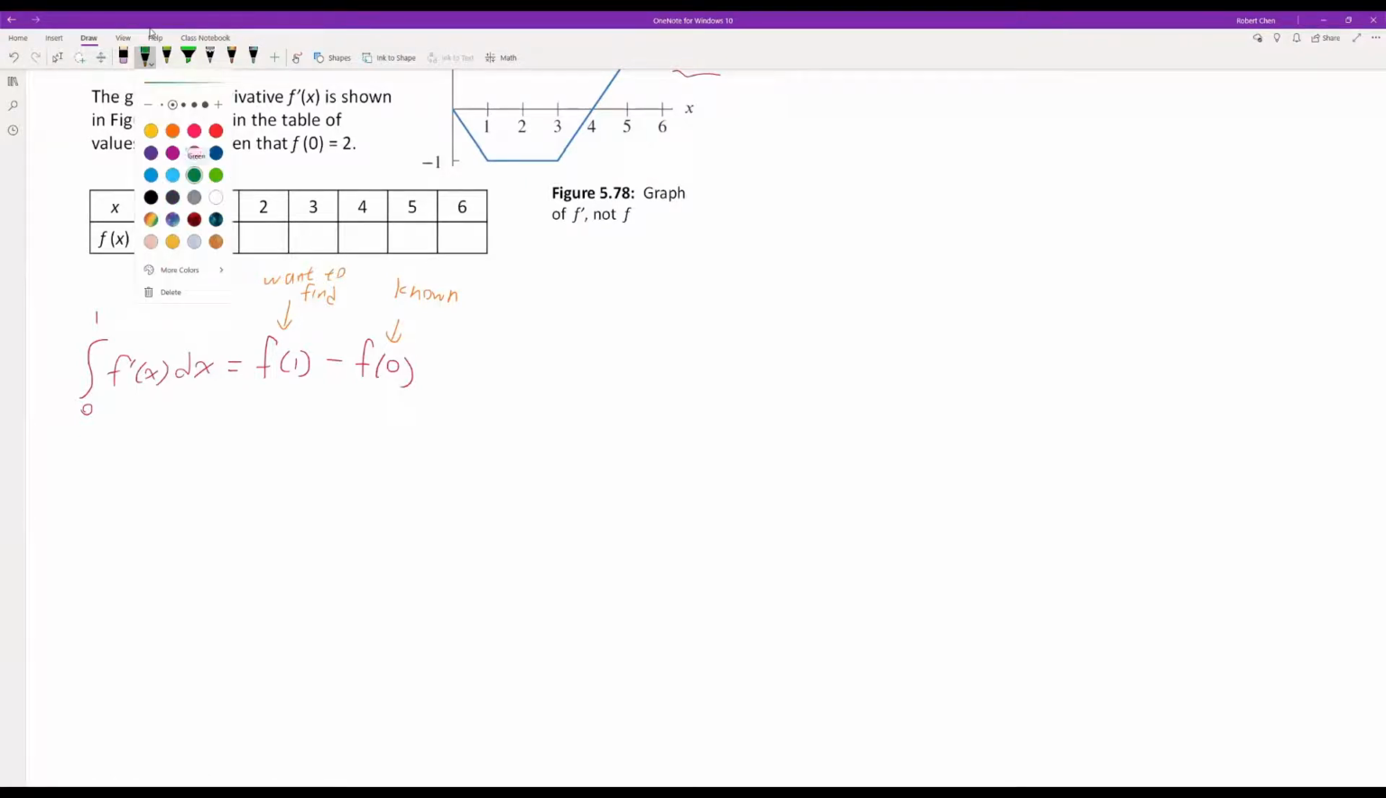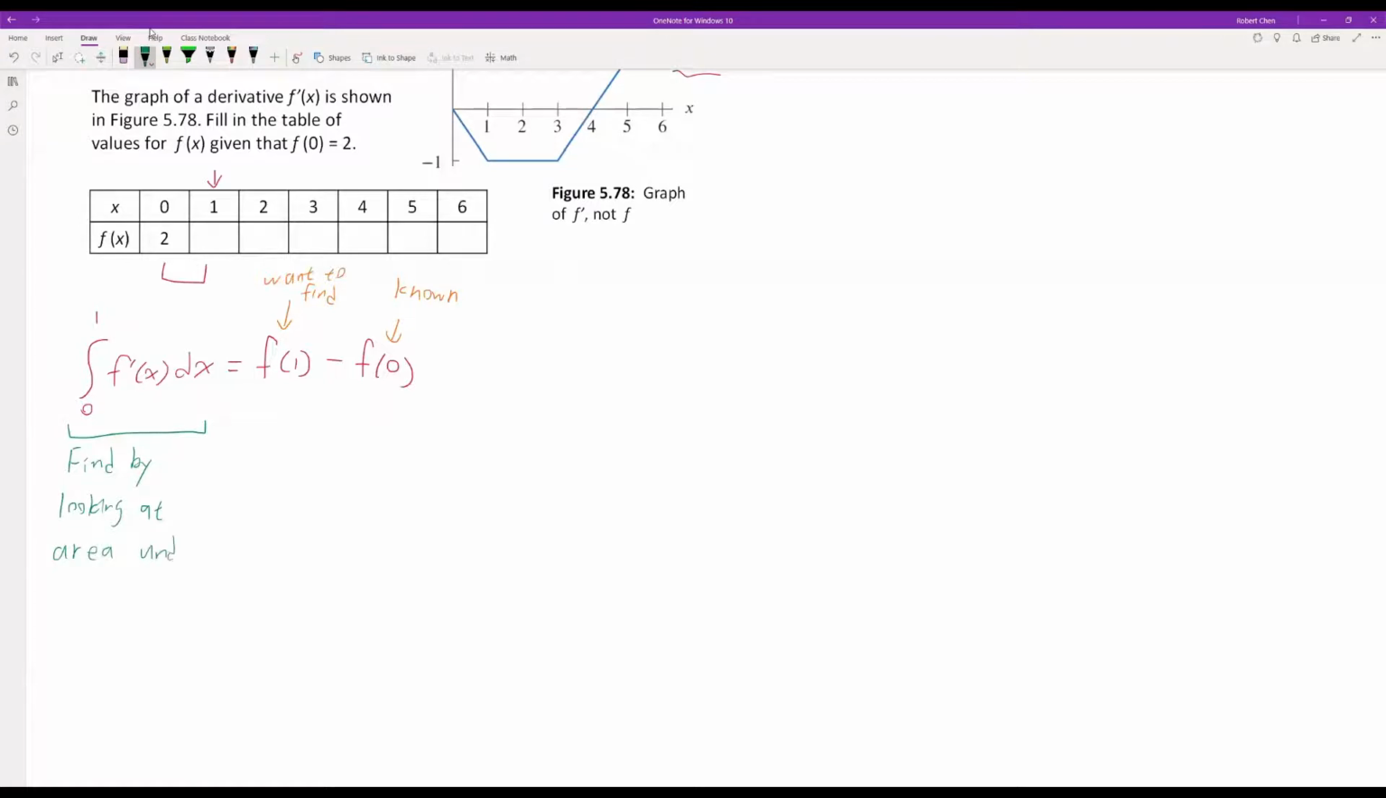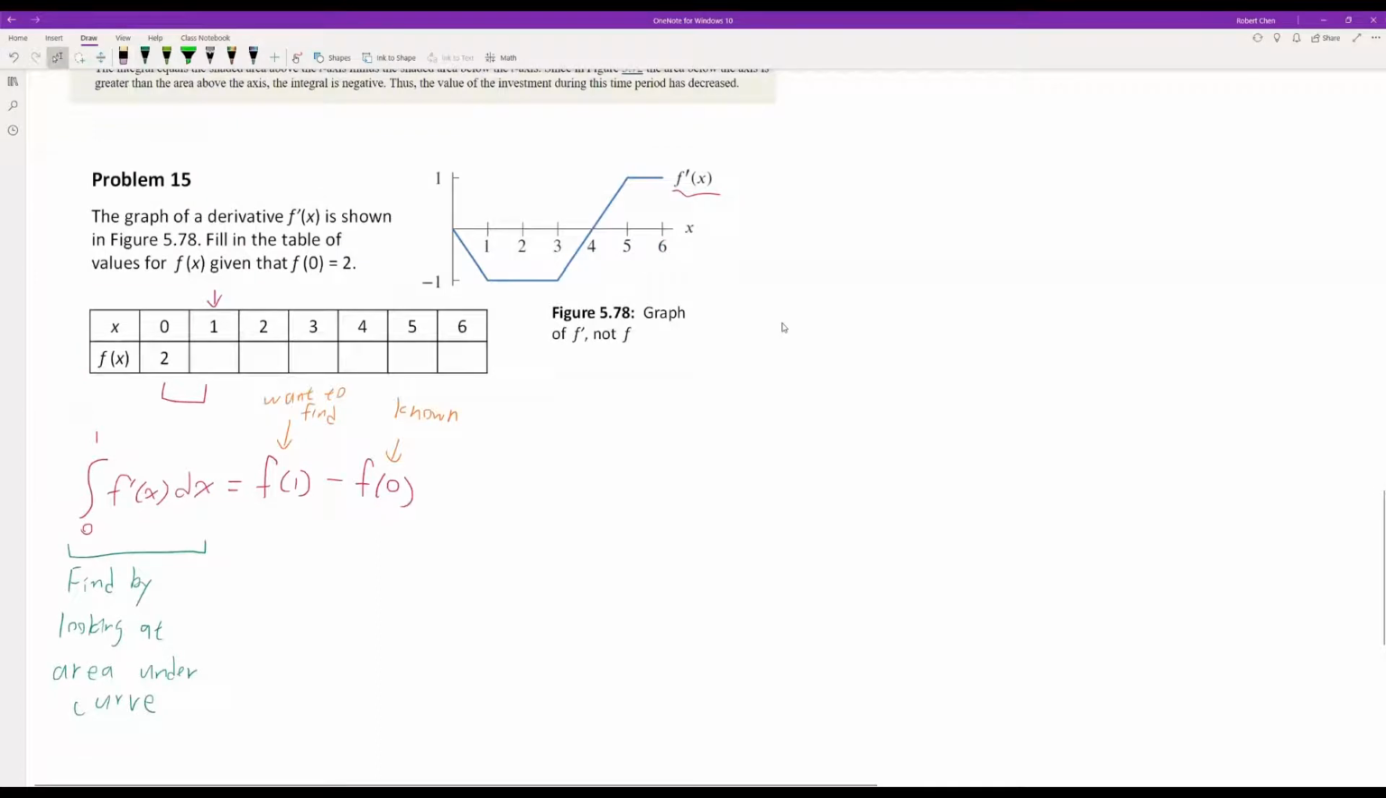And how do we proceed? Now we can actually find this by looking at the area under the curve. All right, so let's go up and look at the area under the graph of f prime between 0 and 1. So we're looking at this triangle right here, this green triangle. To find out the area of this green triangle, that is actually represented by the definite integral of f prime from 0 to 1 dx, just like what we have here on the left-hand side of this equation.